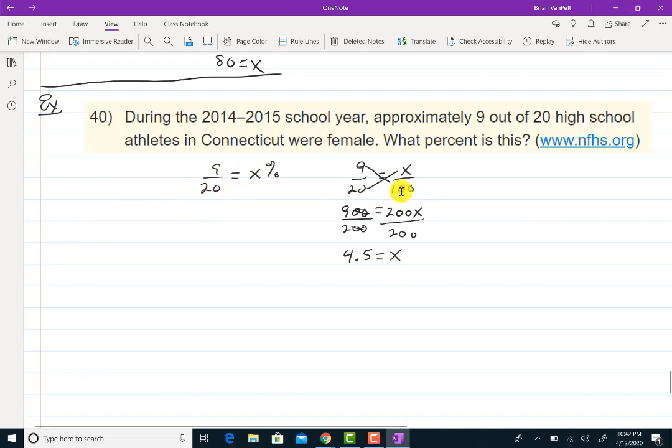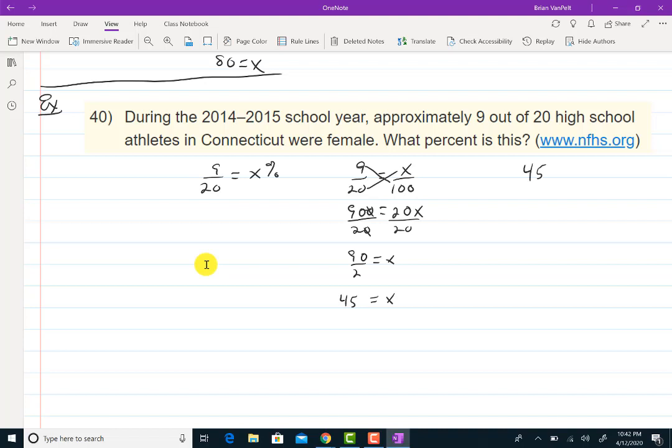So X over 100, I've got that. So 900. Right here, what I did, I don't know why, but I multiplied both sides by 200. So I'm not really sure what was going on there. So let's get rid of this. And my last line, I got 900 equals 20x. But when I divide by 20, I can still cancel out a 10, and I get 90 divided by 2 equals X. Hopefully you should know that that's 45. So what percent is this? 45%.